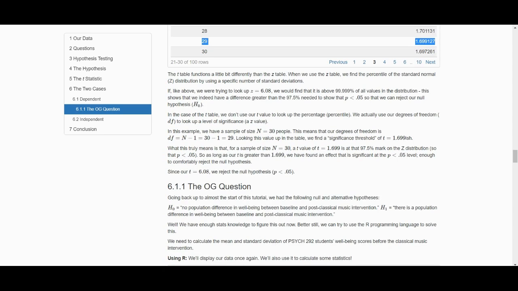So what does this mean? Well, this means that we would need to observe a t-value of 1.699 or more in order to say that 97.5% of the population lies below this mark in the z-distribution. In that way, we can reject our null hypothesis. So as long as our t is greater than 1.699, we found an effect that is significant at the p less than 0.05 level, enough to comfortably reject the null hypothesis. Since our t equals 6.08, we reject the null hypothesis. P is less than 0.05.